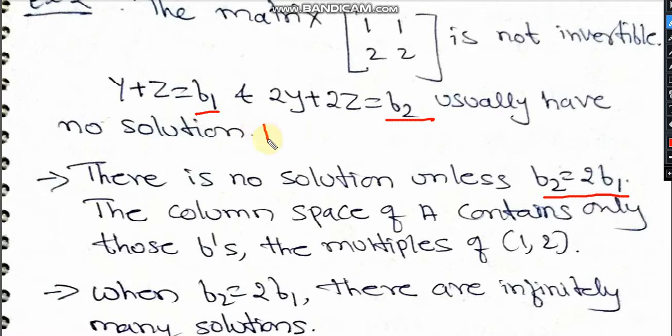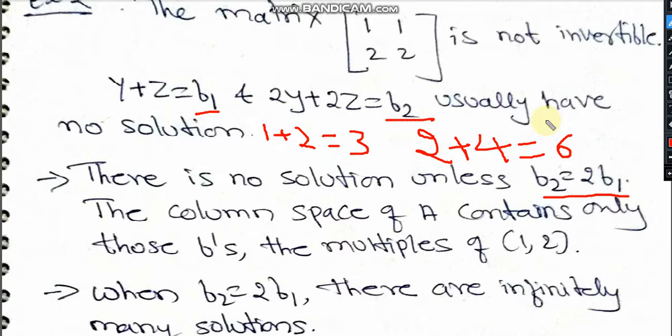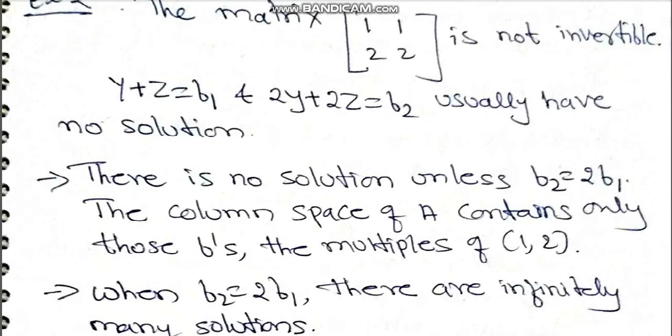It is saying something like 1 plus 2 equals 3. So if I say twice that, 2 plus 4 should be equal to 6. That also should be 2 times. I cannot say that 2 plus 4 is equal to 8, right? So similarly, b2 is equal to 2 times b1.